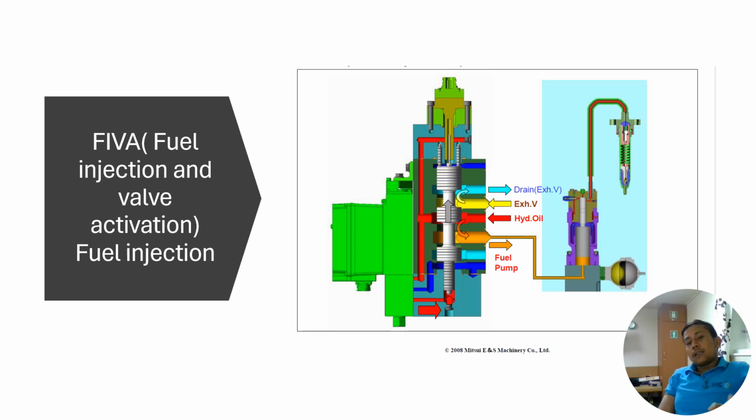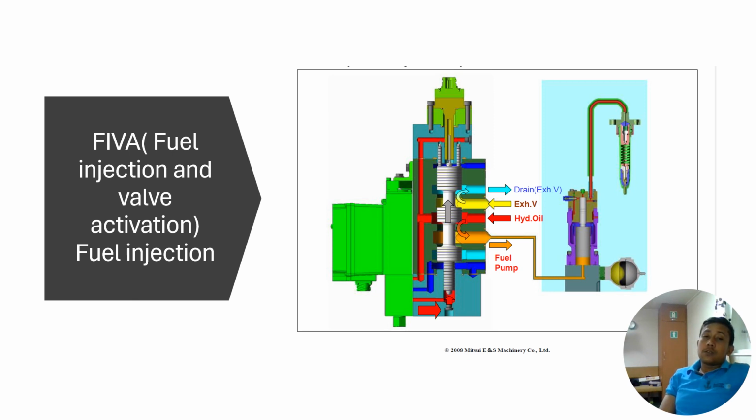If you need to activate the fuel injection of a particular unit, the FIVA moves, and this allows the hydraulic oil under the fuel pressure booster, which in turn starts the injection. To end the injection, the FIVA moves again and allows the hydraulic oil to the drain line, thus the injection is ended.